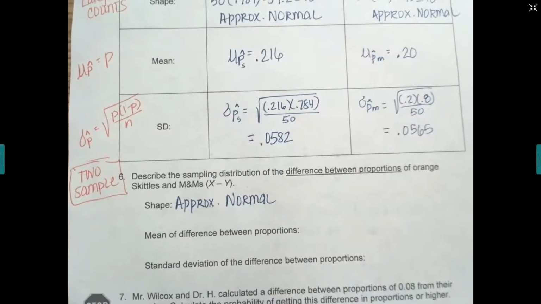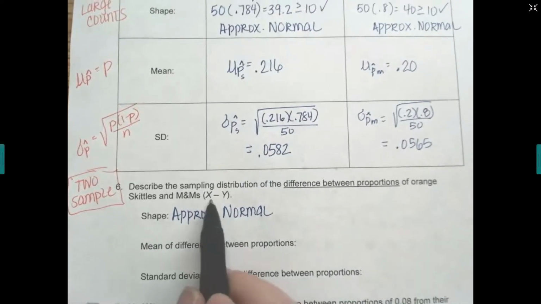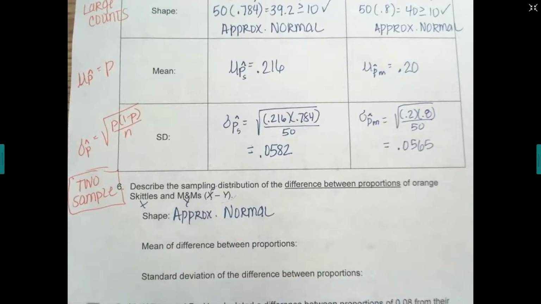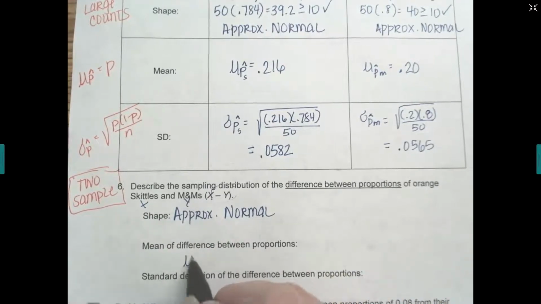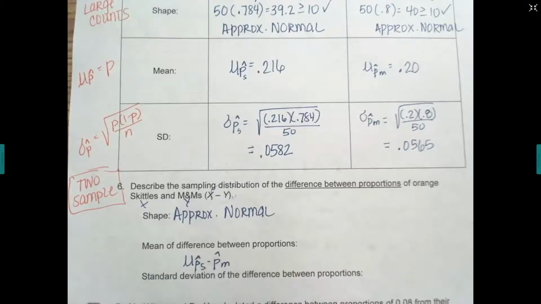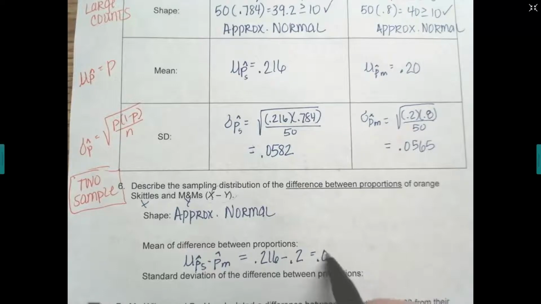The mean difference in proportions, and we were told Skittles minus M&Ms. It says X minus Y, and they put them in this order. So that's X minus Y, so Skittles minus M&Ms. Okay, so I'm going to use that symbology. Skittles minus M&Ms equals 0.216 minus 0.2, and I got a difference of 0.016.